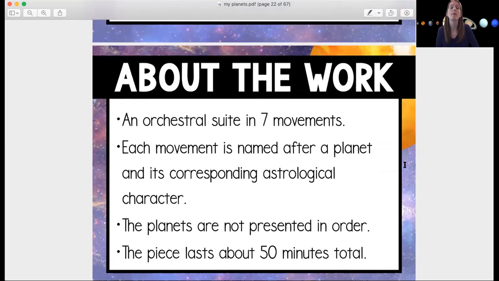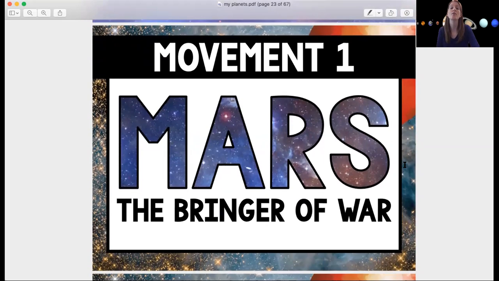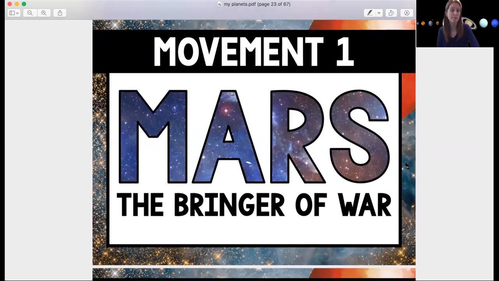So a little bit about it. It's an orchestra suite in 7 movements, and I'll get back to that in just a second. Each movement is named after a planet and its corresponding astrological character. The planets are not presented in order, and the piece lasts about 50 minutes total. Now, there's more than 7 planets. We'll talk about why there's only 7 in just a minute. Movement 1 is called Mars, the Bringer of War.